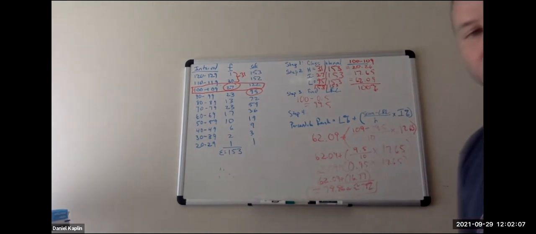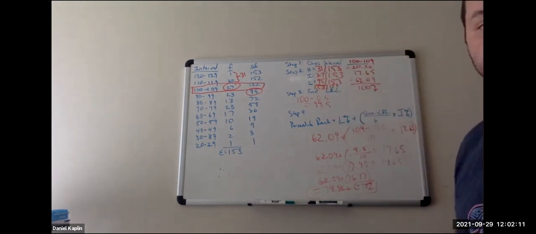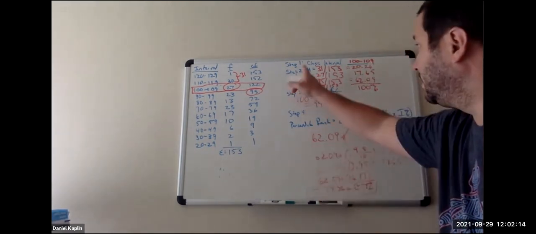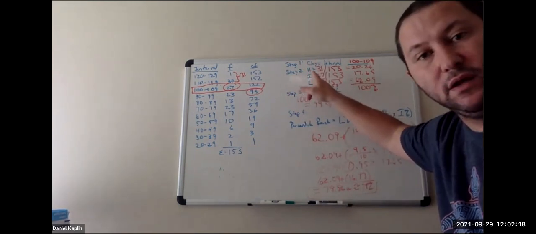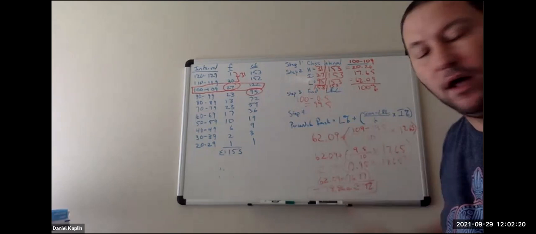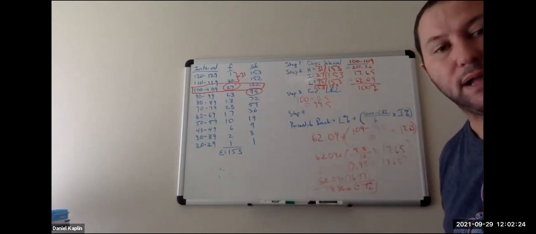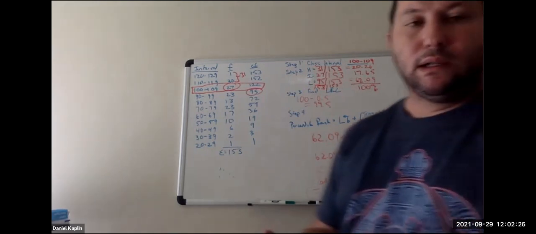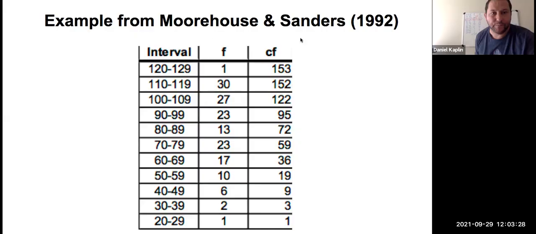So I'm going to go back into the slides. Again, I'm going to remind you all of the steps. I'm going to say it one more time. Find your class interval, calculate HIL, H-I-L, find the lower real limit, and then you're ready to go and plug it into your formula. So let's go back into the slides and see how we did.